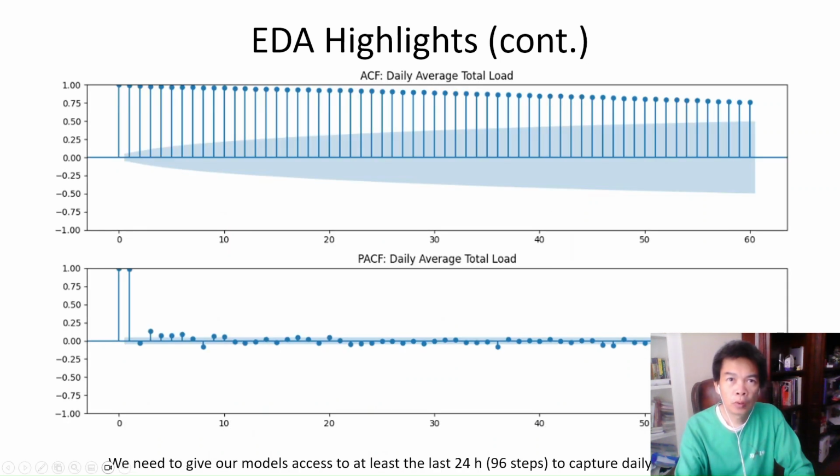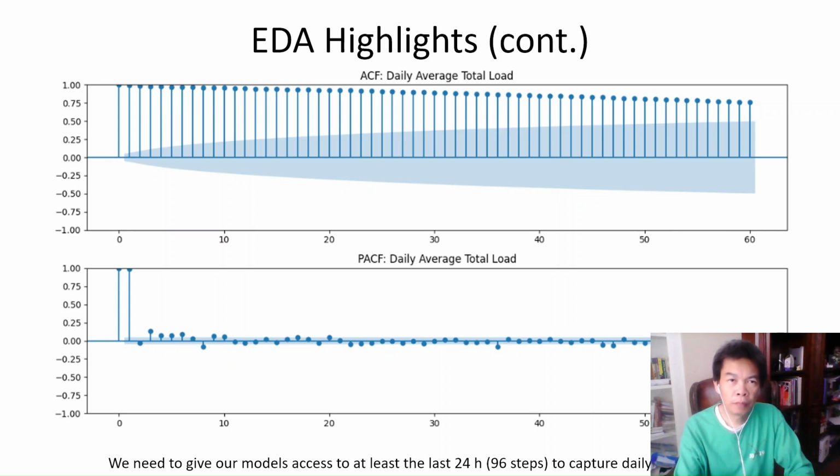We also check the lag structure for our forecasting model. We analyze the autocorrelation function (ACF) and partial autocorrelation function (PACF) for the daily average total load. This analysis helps identify how strongly past observations influence the future ones, and guides the selection of input window size for models like LSTM and TFT.